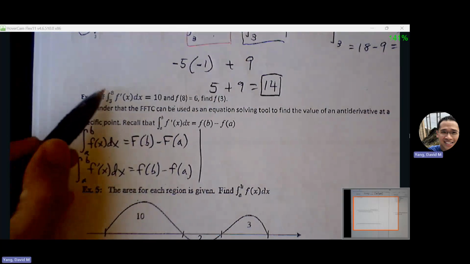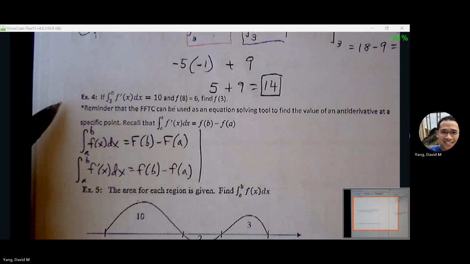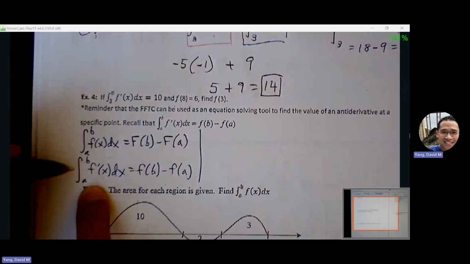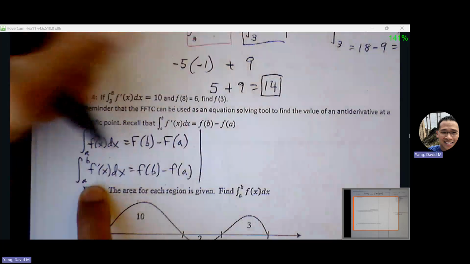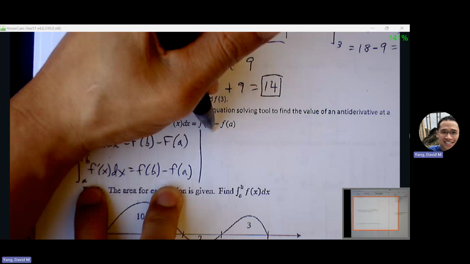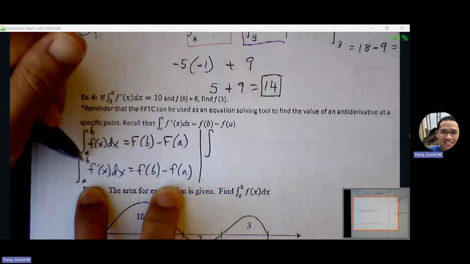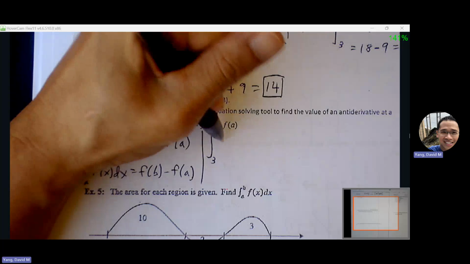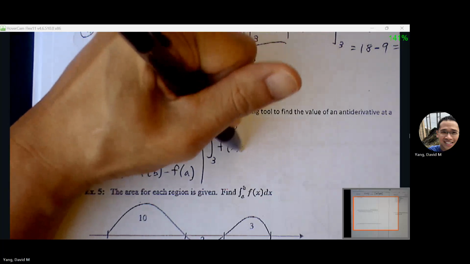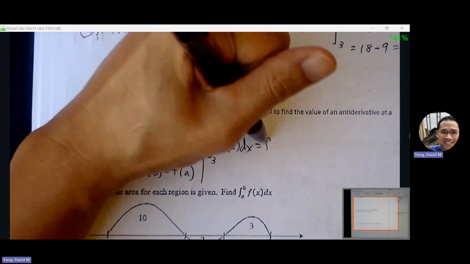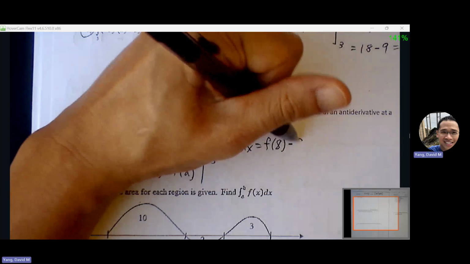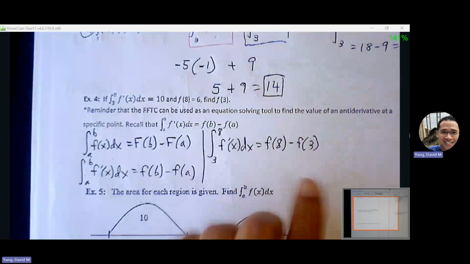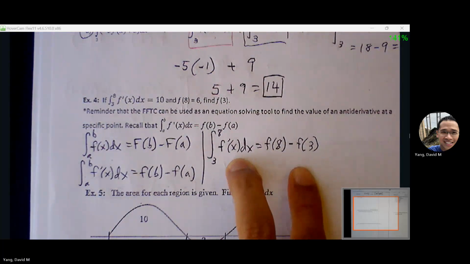So in this case, what's my a and b value? 3 and 8. So I'm just going to fill in as much as I can. I'm just going to use this formula and see if I can fill in 3 and 8 and see what that looks like. So we know the integral from 3 to 8 of f prime must satisfy f of 8 minus f of 3, right? This has to be a true statement.